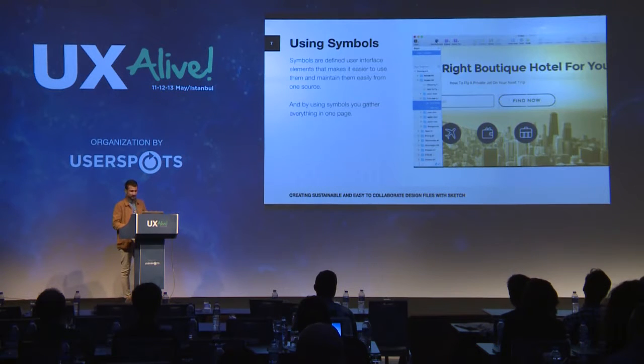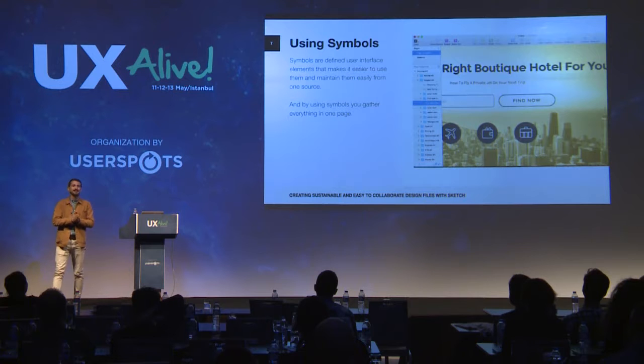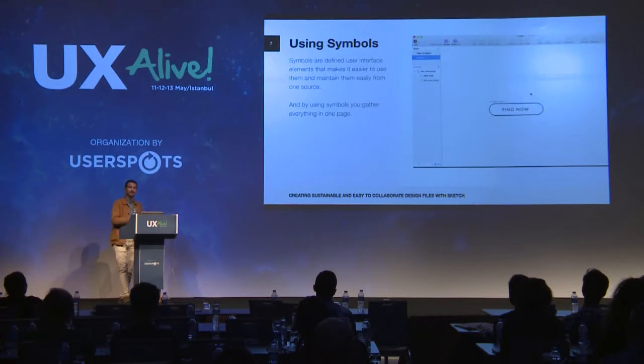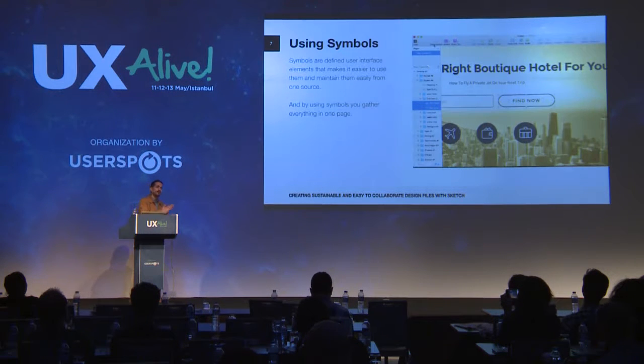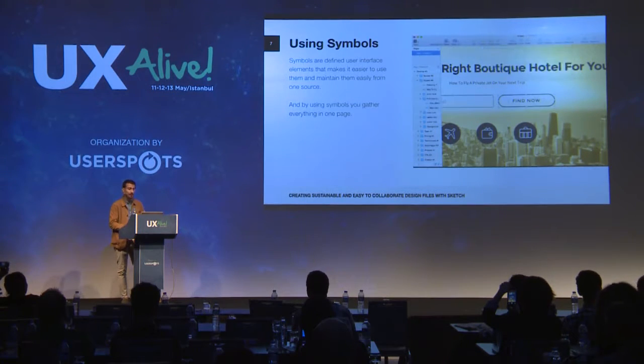So the first feature I'm going to talk about is symbols. Symbols are user interface elements defined by you, and it makes it easier to reuse them and maintain them. For example, you can create a button, and you can define it as a symbol, and you are going to be able to reuse it again really faster, and you are going to be able to maintain it from one source. And I'm going to show how it works.